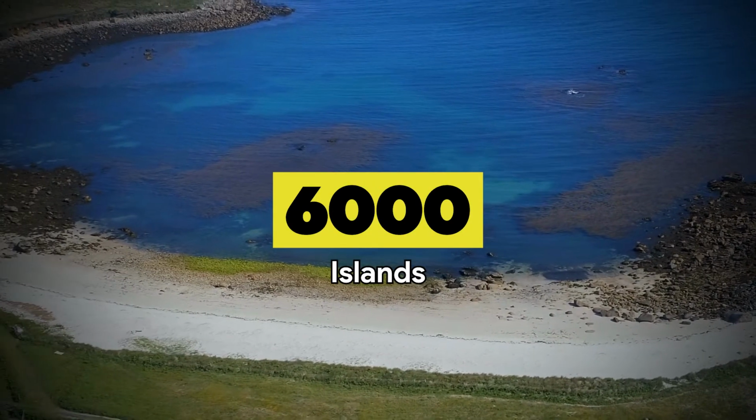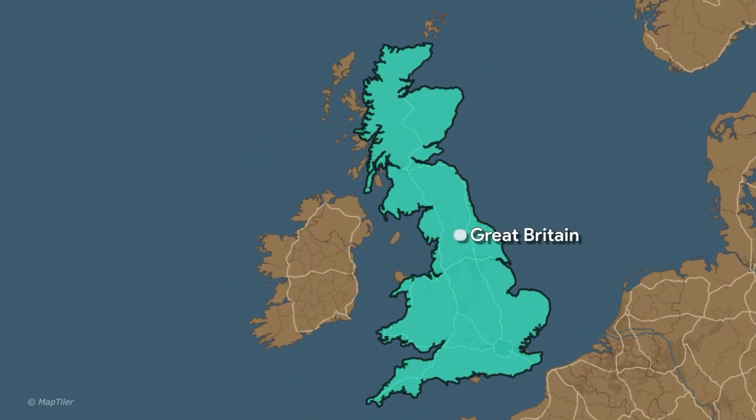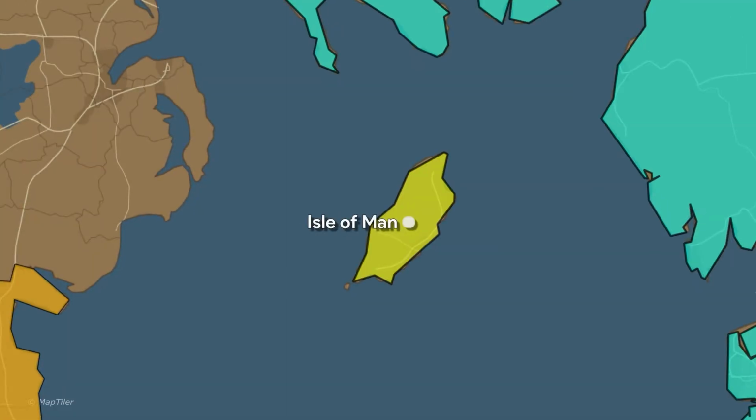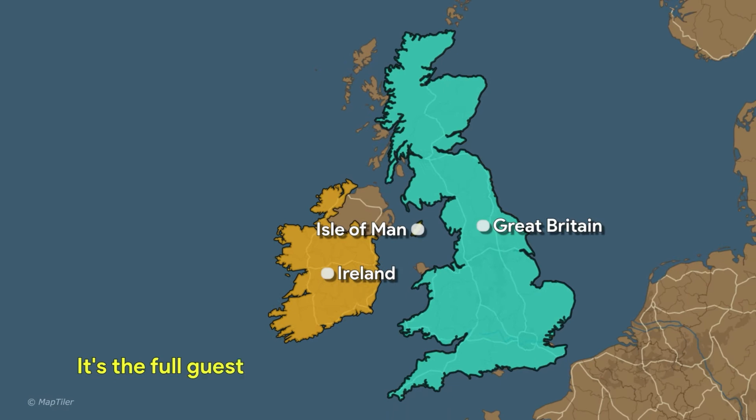Speaking of the British Isles, it's a group of over 6,000 islands, and yes, they counted. This includes everything from the big guy, Great Britain, to Ireland, the Isle of Man, and even those tiny islands you might miss if you blinked on a map. It's the full guest list for the UK's extended family gathering.